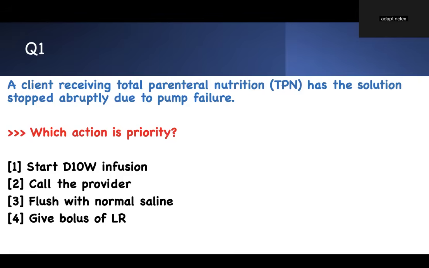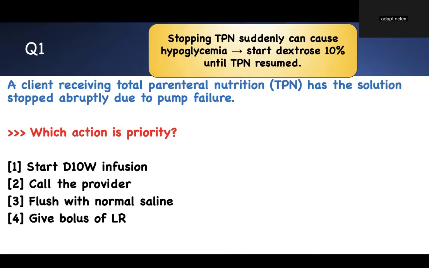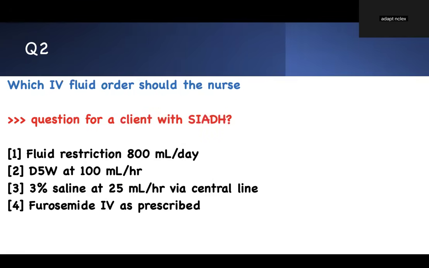D10, call the provider, flush with normal saline, give a bolus. I know you know. Put down your answer. Stop the video. Put down the concept. And you got it. We need to give the patient what? D10, so that will prevent hypoglycemia. This is the straightforward way to explain it to you, and I know you got it. First question is done. Number 2, which IV fluid order should the nurse question for a client with SIADH?